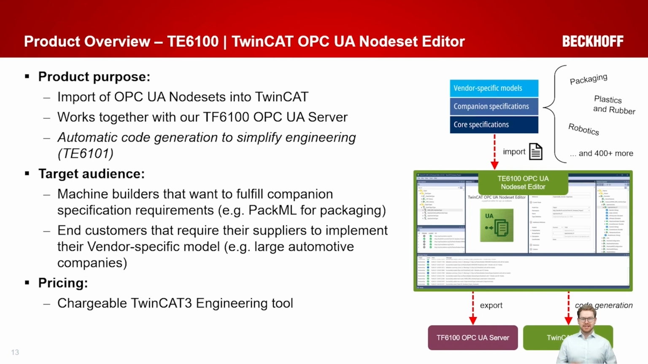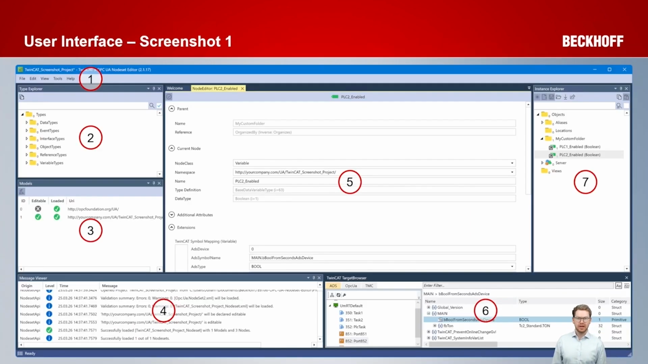And while this is a graphical manual tool as of now, in the future, it will also support automatic code generation to simplify the engineering, but we'll get into that later. It's a chargeable TwinCAT 3 engineering tool, and it looks like this. The user interface is divided into different areas. It's dockable, so you can adjust what it looks like.